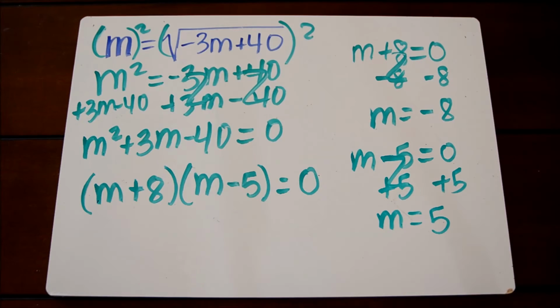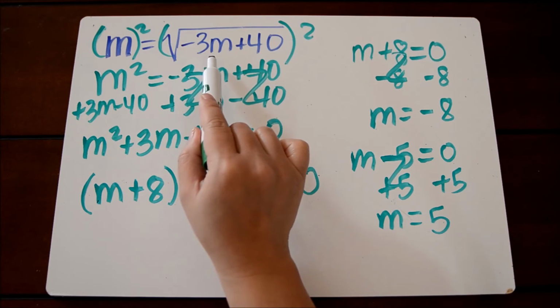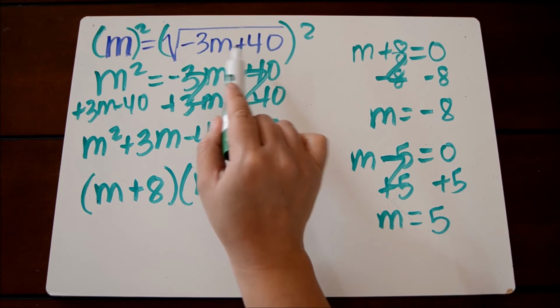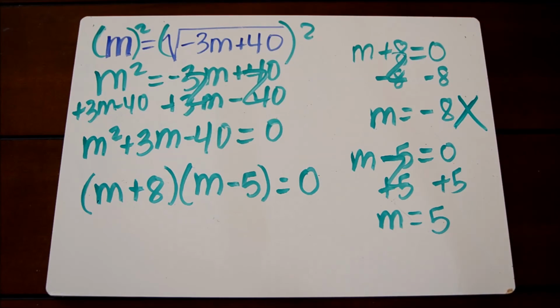So let's go ahead and substitute these in to make sure they're not extraneous solutions. So negative 8 equals the square root of, this would be 24 plus 40, which is 64, and the square root of 64 is positive 8. So negative 8 is not a solution, it's an extraneous solution.